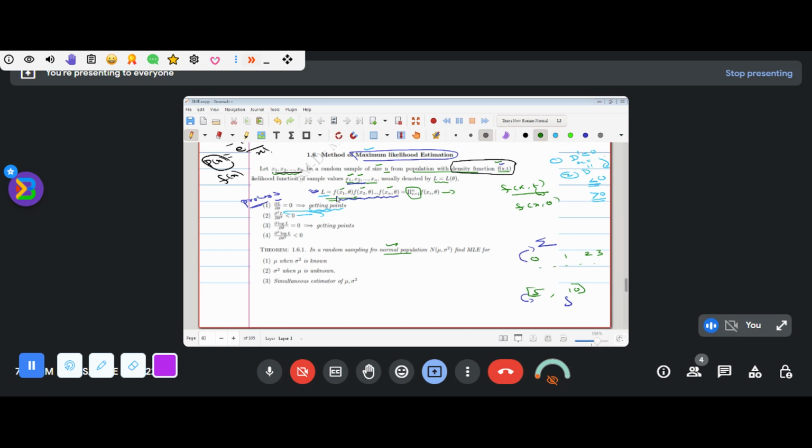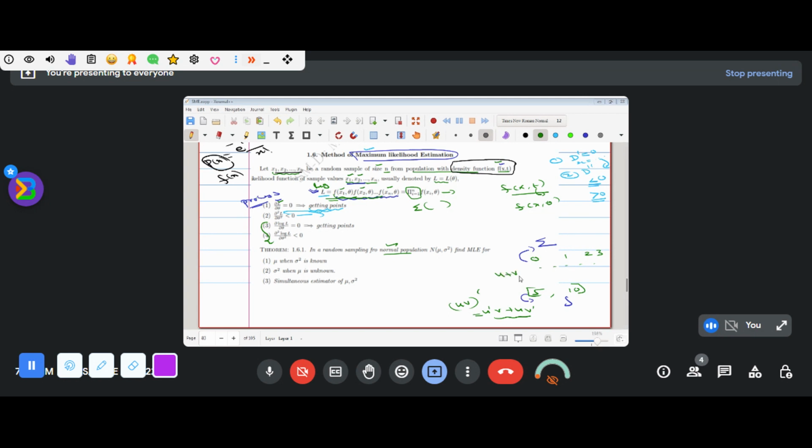Here there is a product, so I am taking another approach. Directly taking L is not useful. Suppose you take the logarithm: a product converts to a summation, and then the derivative is very easy. For a product, you know the product rule of derivative: the derivative of uv is u dash v plus u v dash. This is very typical, with two values. If it is a summation, it is very, very easy.